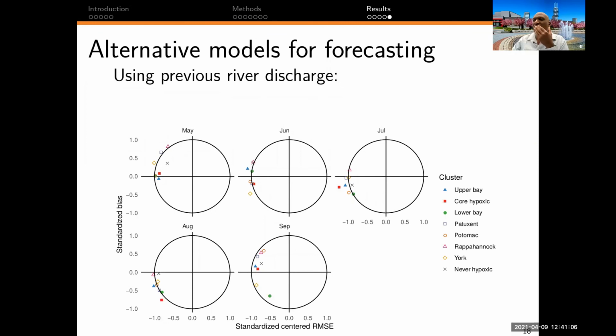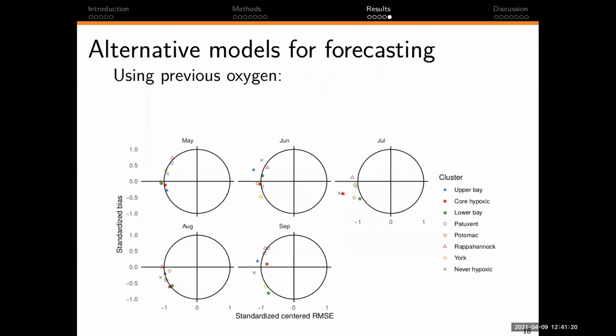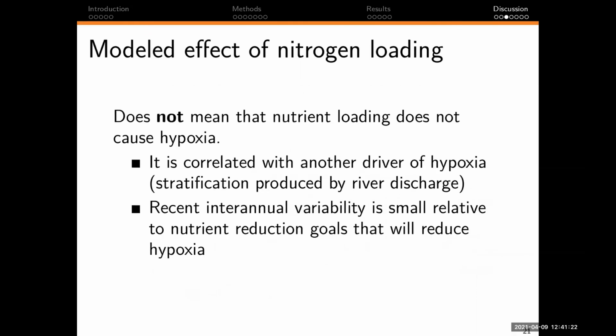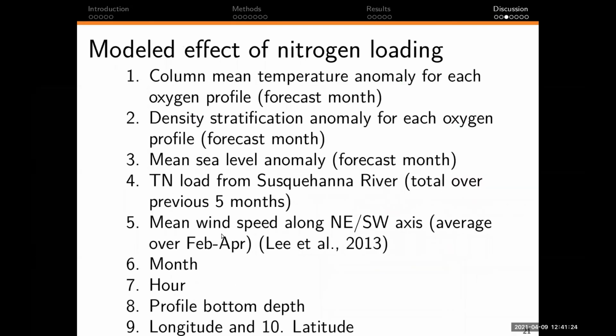But is that the same thing that was applied in terms of wind? Because with what Yonju Lee did with the wind, was the wind from the previous month or the current? The wind that I used here was from February to April, so averaged over February to April. So we were looking at predictions from May through September. Okay.